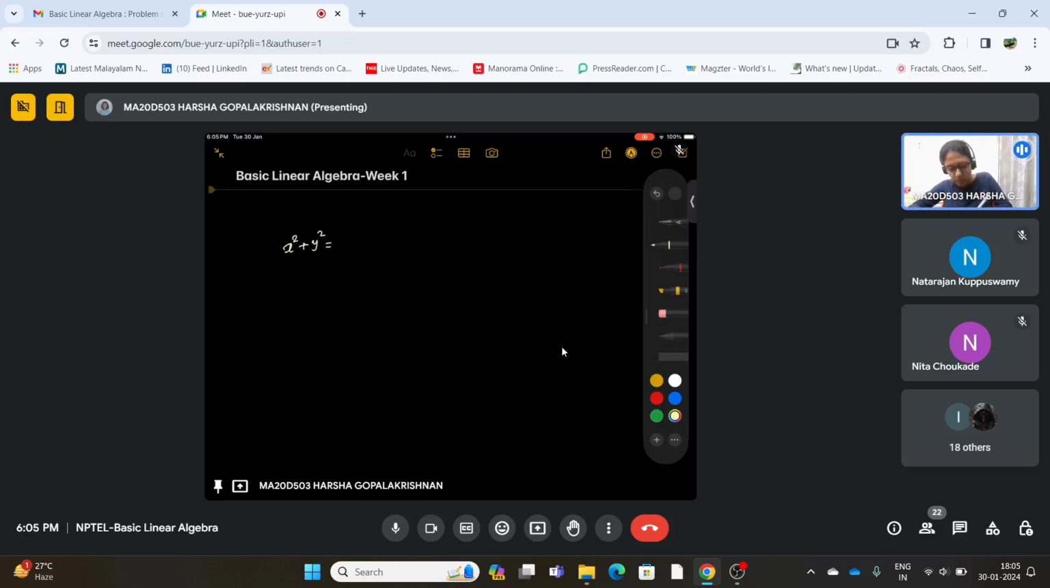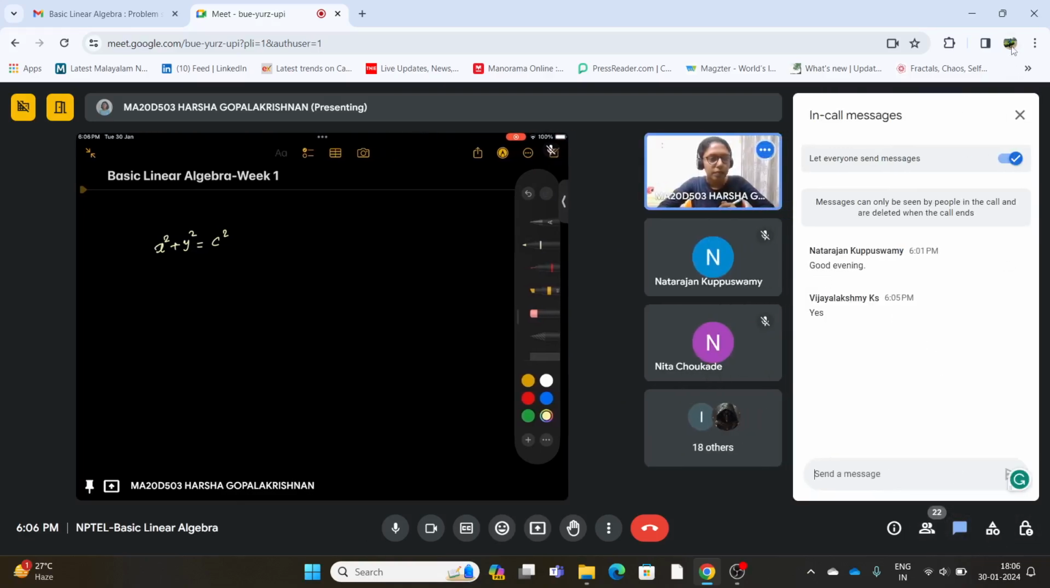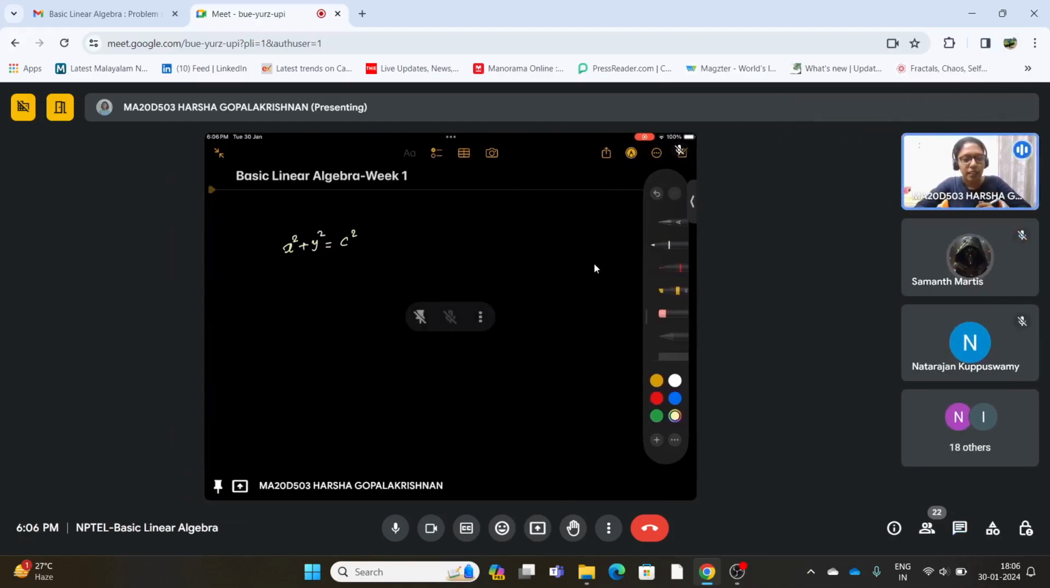x square plus y square equal to c square. So this is a very basic equation. What does this represent actually? Can anyone tell? This is an equation of a circle. Yeah, equation of a circle. Is this linear? No, it's not linear. It has a quadratic term, that is, a square term is there. So this kind of equation is not linear.